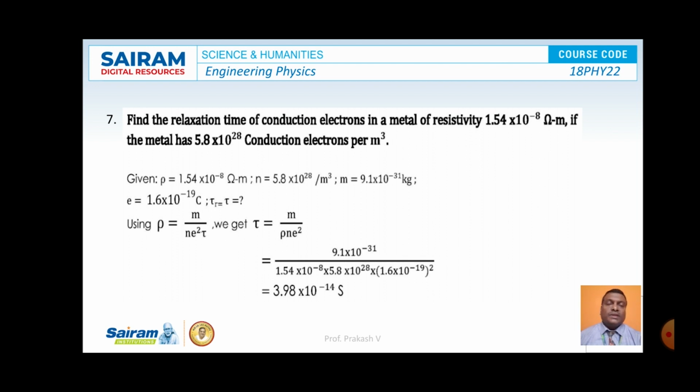So the resistivity rho is equal to m by ne square tau. So tau can be written as m by rho ne square. So substitute the values of m, rho, n and e in the formula. Then on simplification, the value of tau is equal to 3.98 × 10^-14 seconds.